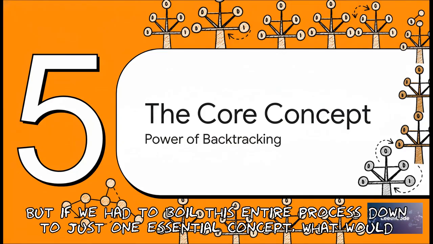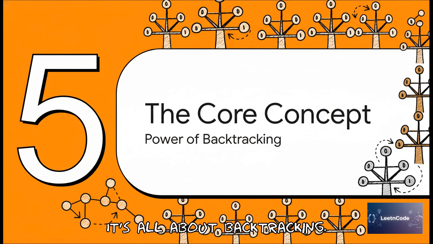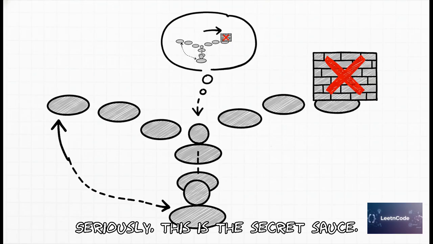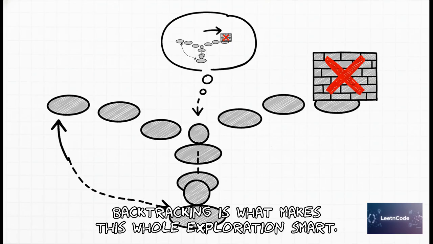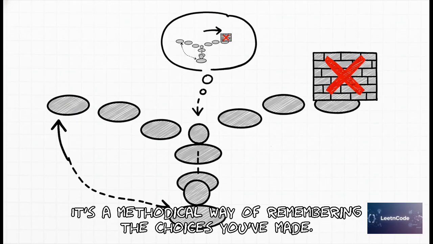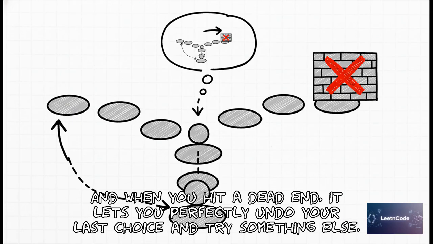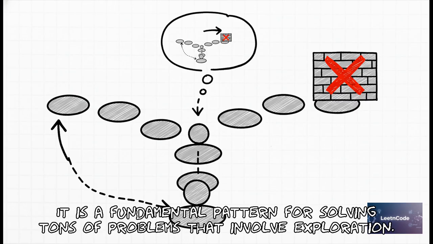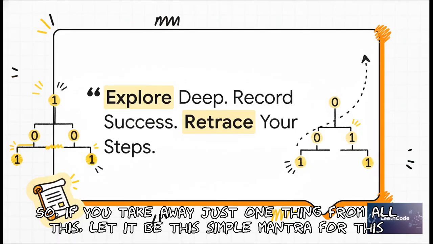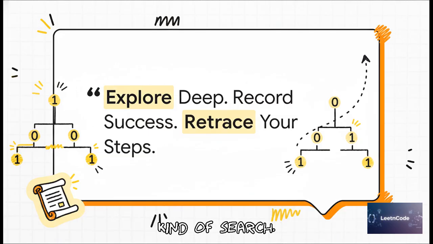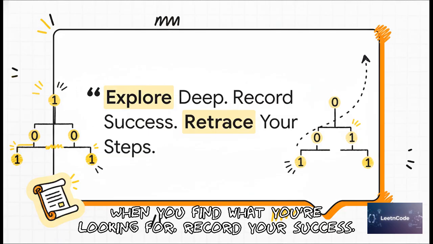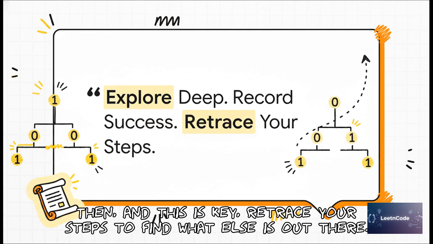But if we had to boil this entire process down to just one essential concept, what would it be? It's all about backtracking. Seriously, this is the secret sauce. Backtracking is what makes this whole exploration smart. It's a methodical way of remembering the choices you've made, and when you hit a dead end, it lets you perfectly undo your last choice and try something else. It is a fundamental pattern for solving tons of problems that involve exploration. So if you take away just one thing from all this, let it be this simple mantra for this kind of search. Explore deep. When you find what you're looking for, record your success. Then, and this is key, retrace your steps to find what else is out there.